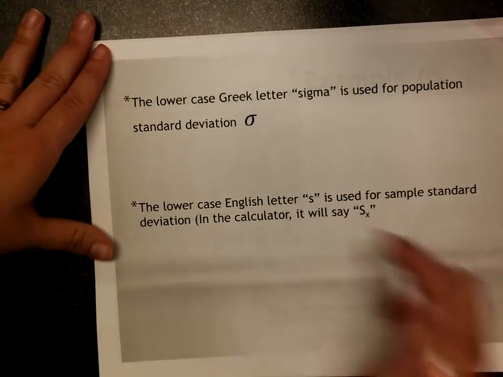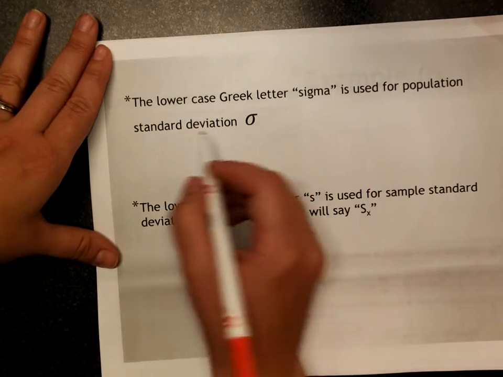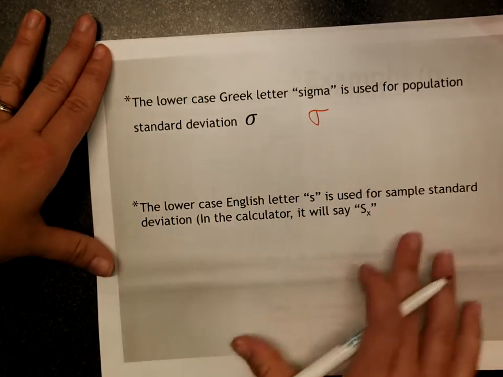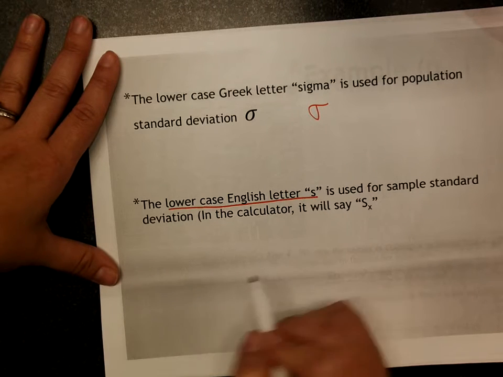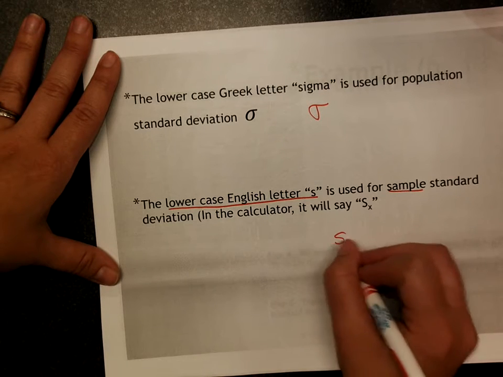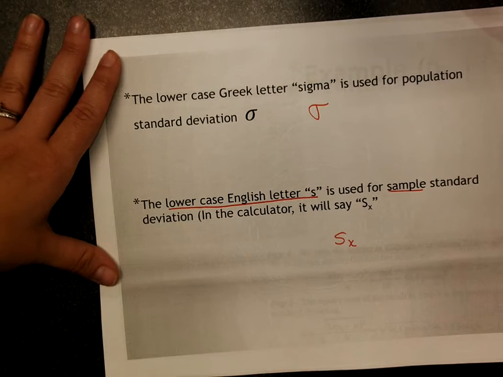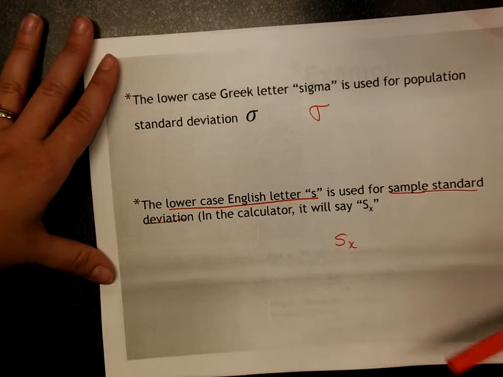So the next page just shows you the difference. So lowercase Greek letter sigma is used for population. That's that symbol. When we get to a sample, the lowercase English letter s is used for sample standard deviation. The calculator, it'll have s with a little subscript x. So it'll look like that, and that's the sample standard deviation. We'll get to that in just a minute.